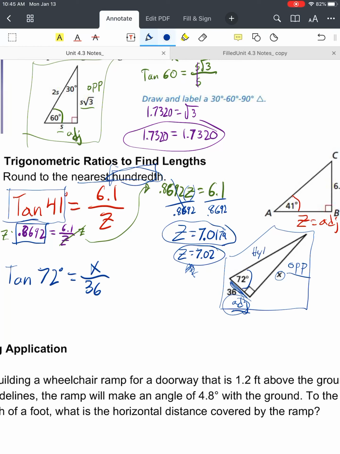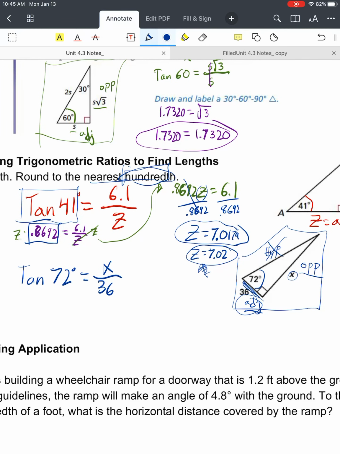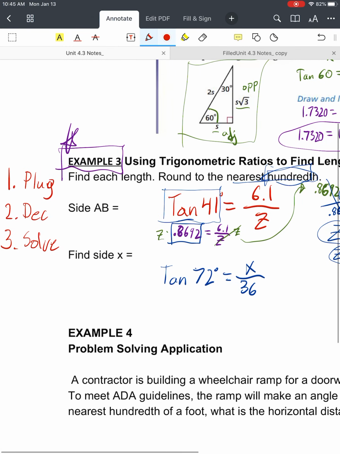And this would be our hypotenuse, and just like I said before, we're not going to use our hypotenuse with the tangent ratio. We're going to use it with other ratios, but not the tangent ratio. So just like we talked about at the beginning, we plug them in, so that's done. We're going to get the decimal, so the tangent of 72 degrees. After I round to 4 decimal places, we get 3.0777, and we still have this x over 36.